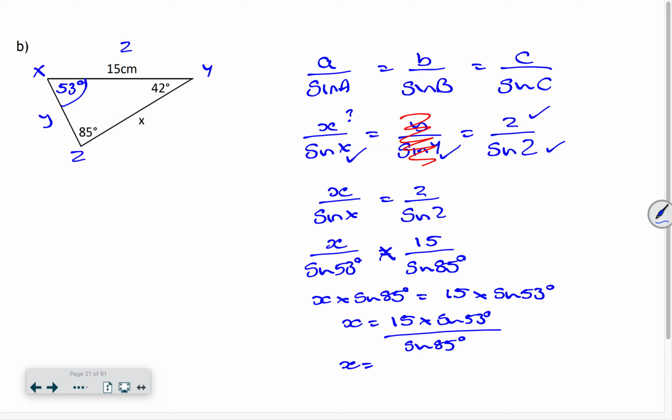Then just plug that into the calculator. So 15 times sine 53 divided by sine 85, and we get 12.02529252. Give it to two decimal places, why not? So x is going to be approximately equal to 12.03 centimetres to two decimal places.